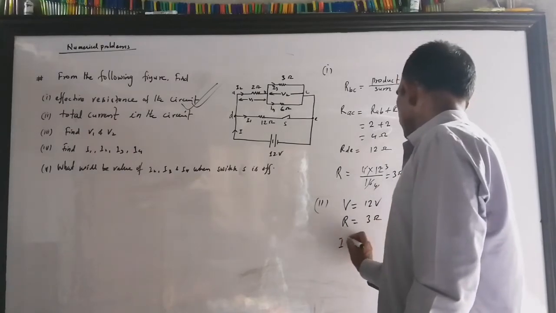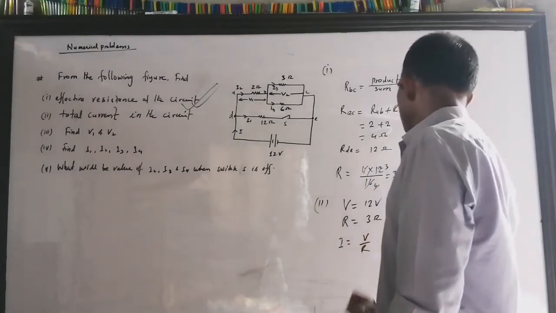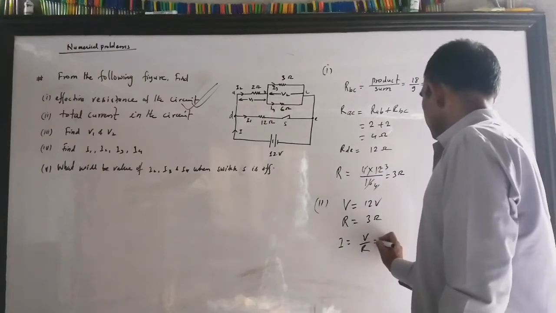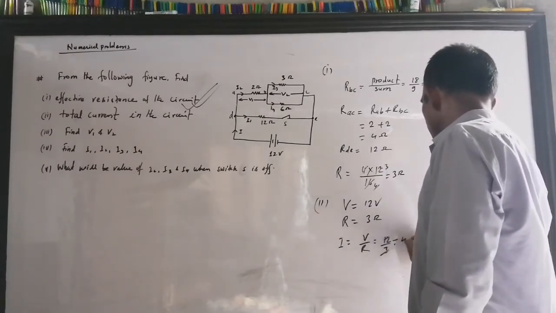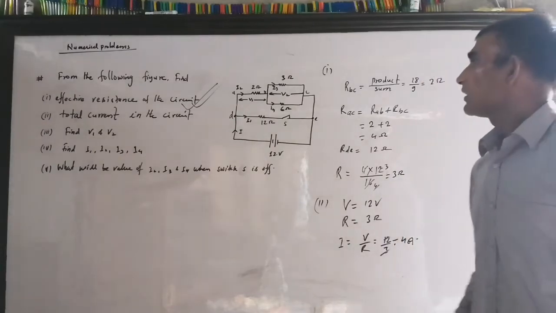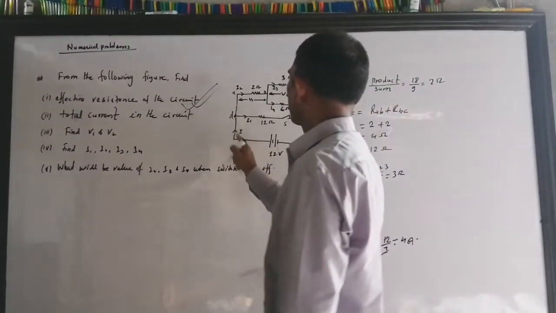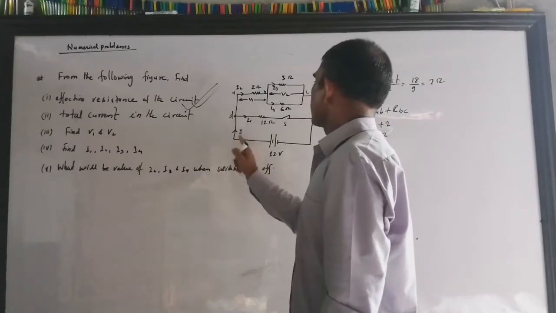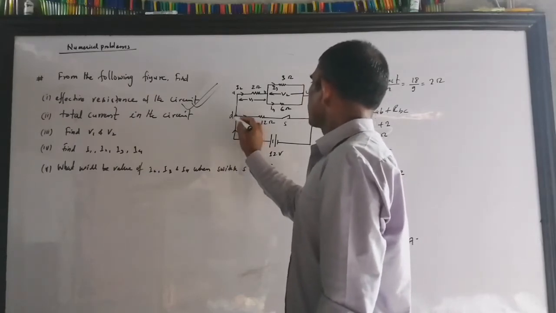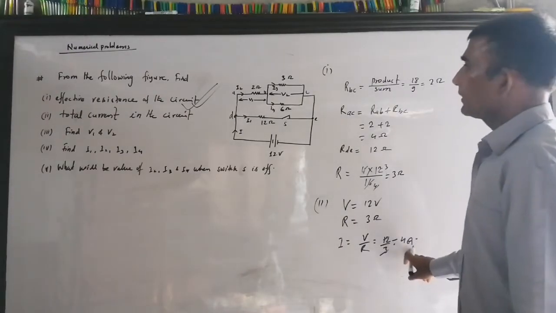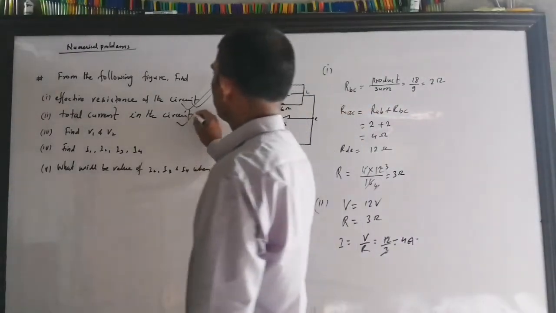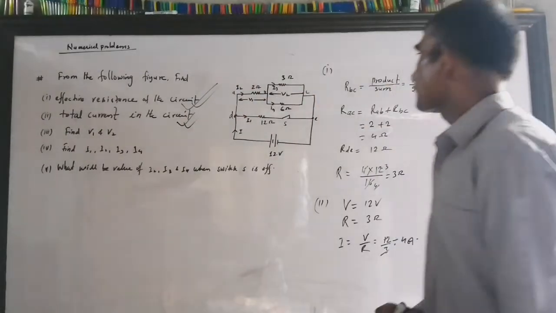And now for total current, Ohm's law, this is V by R. So it's very easy. It's 12 upon 3 and you got it, it becomes 4 ampere current. It means 4 ampere current is going from this point. Okay, and so the total current is 4 ampere. So this question is also solved.